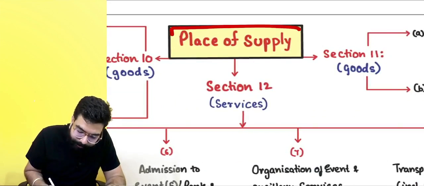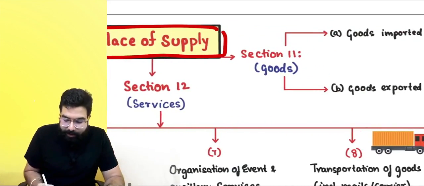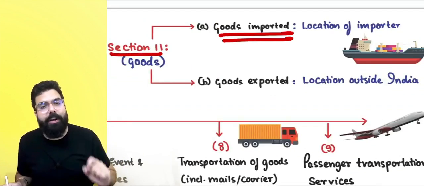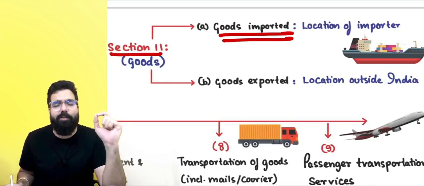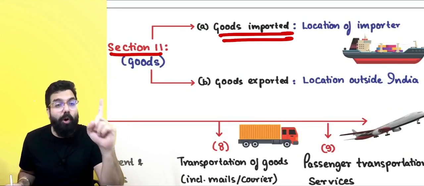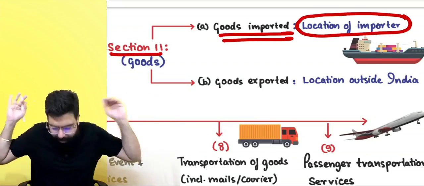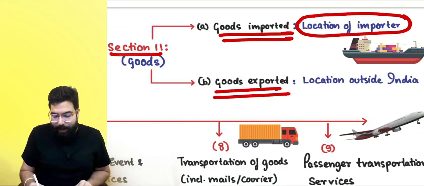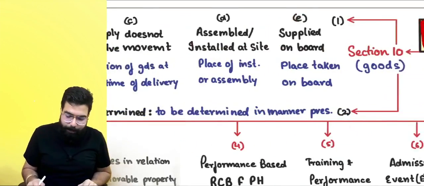Let's get started with place of supply. We have section number 10 and section number 11. First of all, section number 11 is applicable when goods are imported. Section 11(a) says, in case of importation, the place of supply will be the location of the importer. Always remember, location of the importer. Whenever goods are exported, it is the location outside India that will be the place of supply.